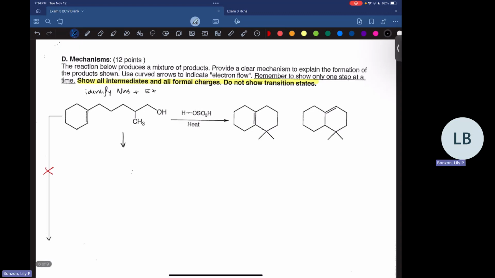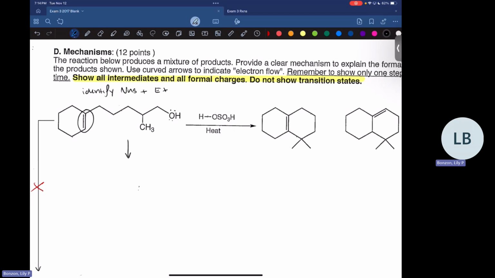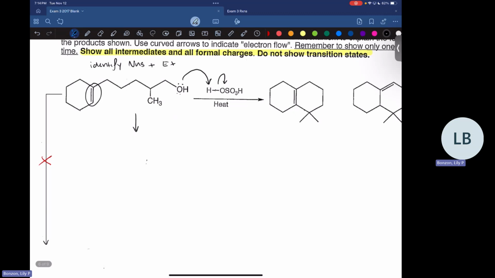So we have a double bond and we have an O, which has the lone pairs. And the oxygen lone pair is going to be a stronger nucleophile. So in this case, we're going to have the oxygen take the proton away from the sulfuric acid. So in the first step, this is going to take the H, and that's going to be given back to the HSO4. So now we've protonated our OH, so now this is going to be a good leaving group. Water is a good leaving group.